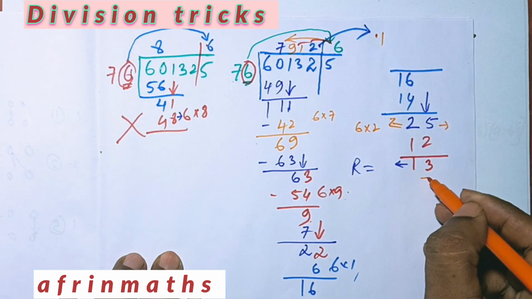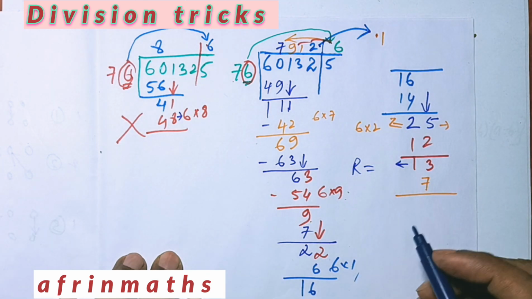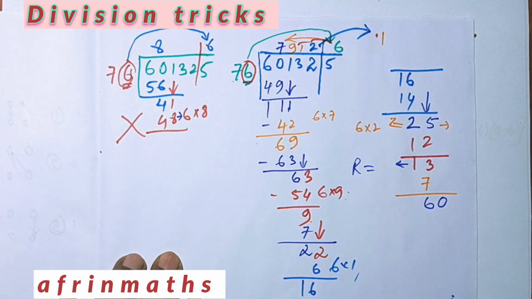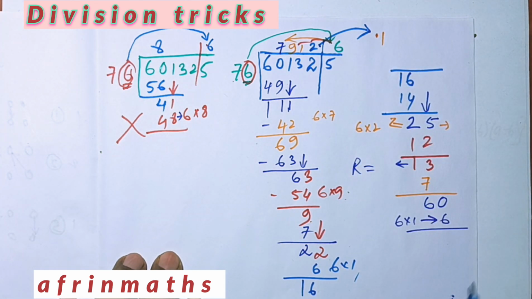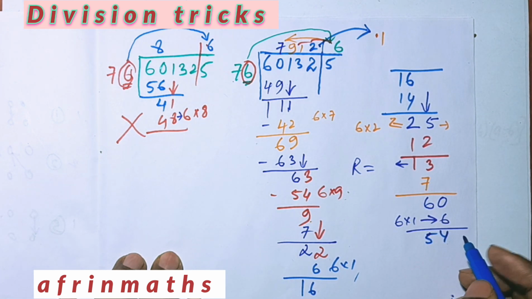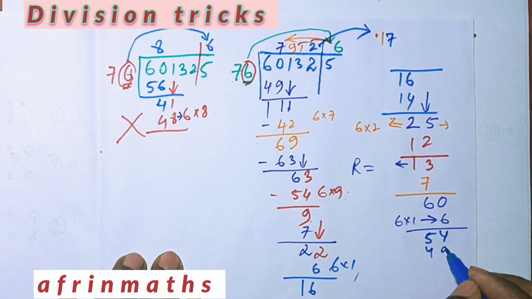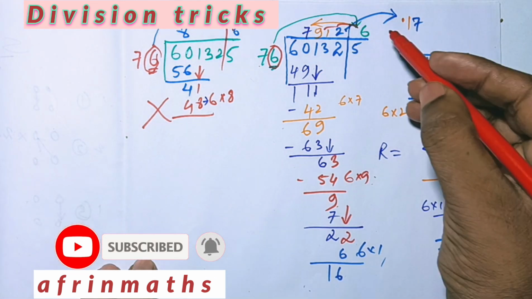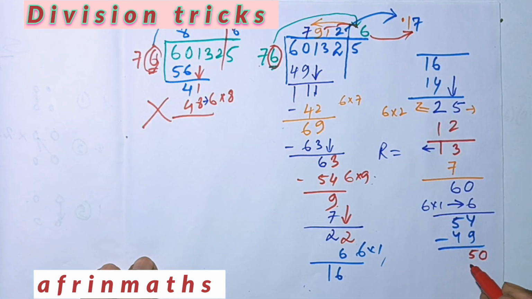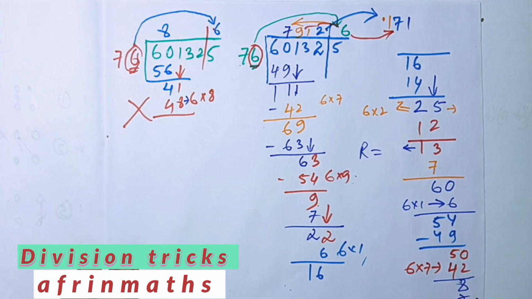So 7 1 is 7. After subtraction, we'll have 6 and write it 0. Then we'll multiply with 6 again. 6 into 1 is 6. So we'll subtract it to get 54. So 7 7 is 49. We'll subtract it. Then we'll write it 0. Then we'll multiply with 6 and 7. So 6 7 is 42. After subtraction, we'll get here 8, and we'll go further. We can write it, and we can continue further.